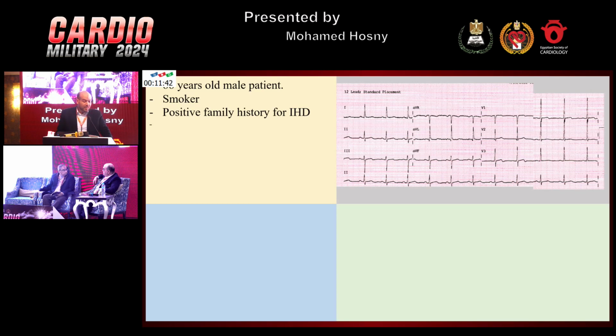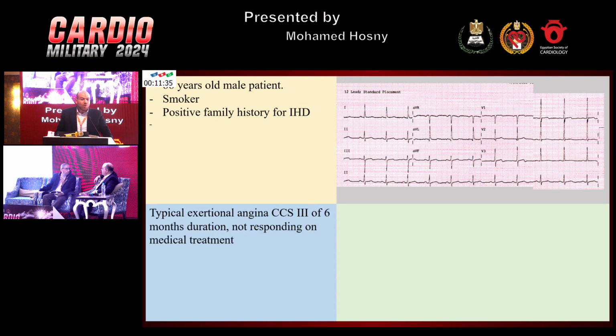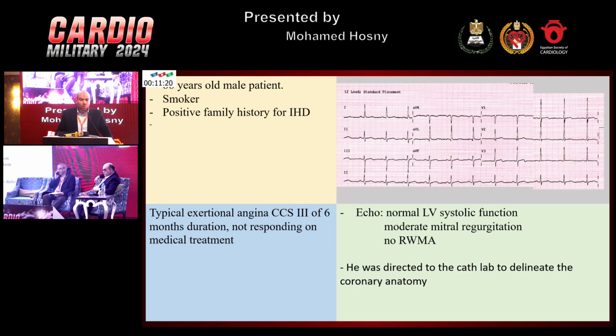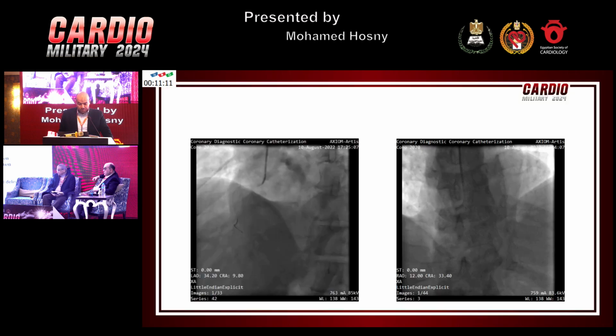Our patient is a 66-year-old male, smoker, with positive family history of ischemic heart disease. He came complaining of typical exertional angina, Canadian class 3, of 6 months duration that was not responding to medical treatment. His ECG showed normal sinus rhythm with some changes in the precordial leads. His echo showed normal LV ejection fraction with moderate mitral regurgitation, no regional motion abnormalities, and he was directed to the cath lab to delineate the coronary anatomy.